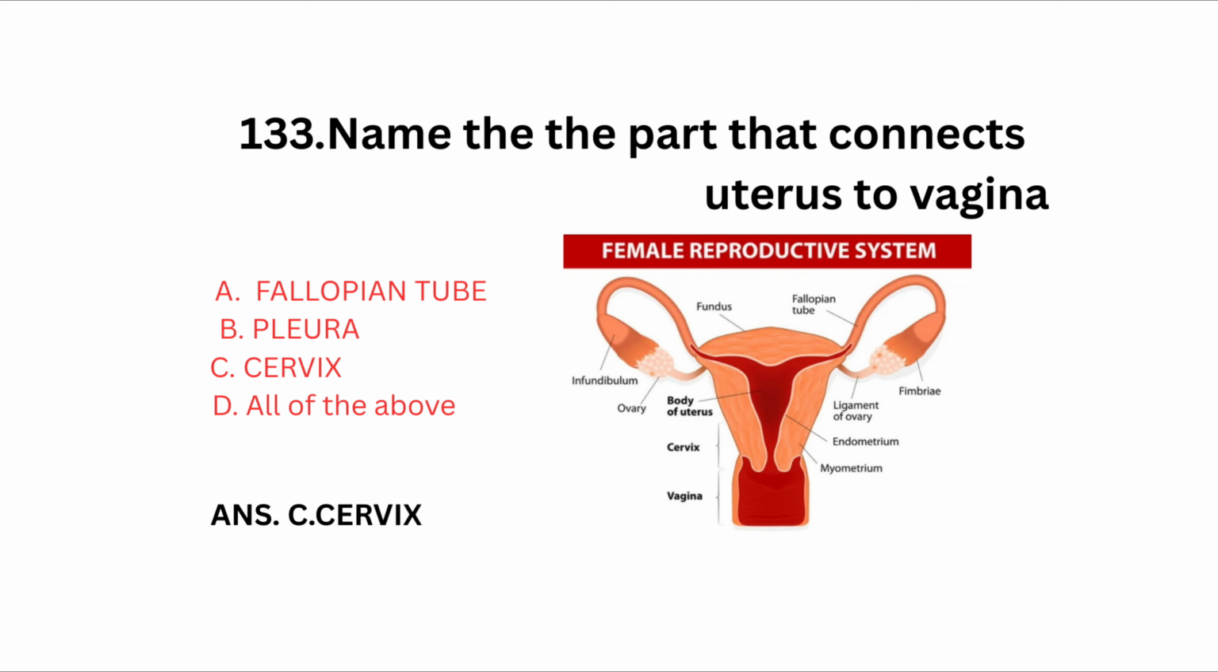133, name the part that connects the uterus with the vagina. A, the fallopian tube. B, pleura, which is found around the lungs, so no connection here. C is the cervix. Answer D is all of the above. The right answer is the cervix. I've given the total diagram. It's visible there that the uterus and the vagina is connected by the cervix.